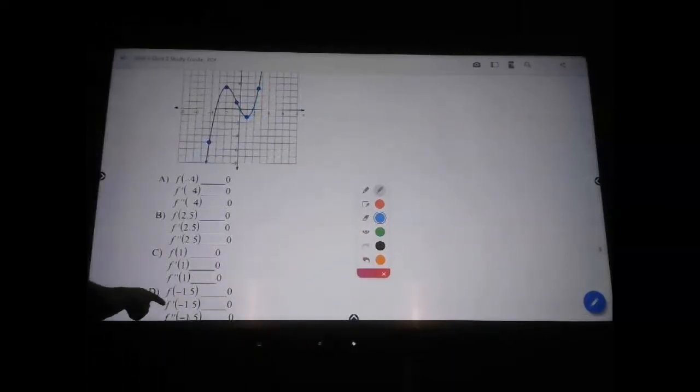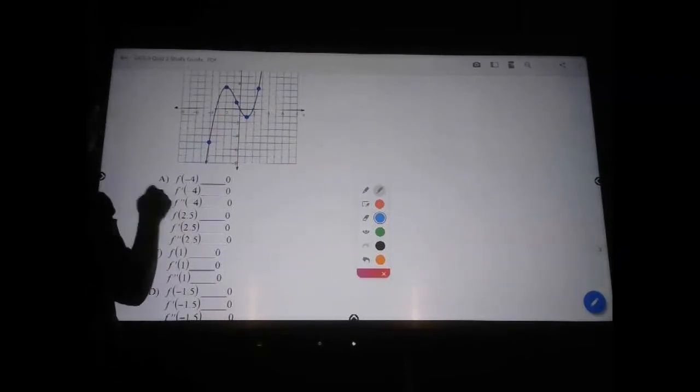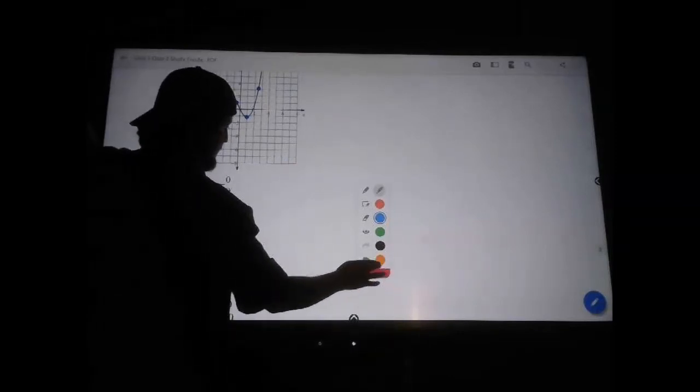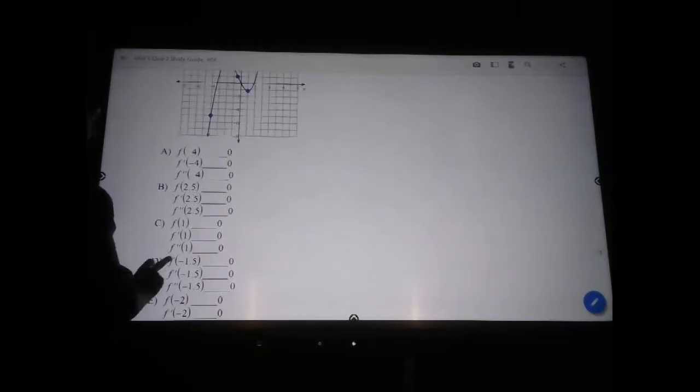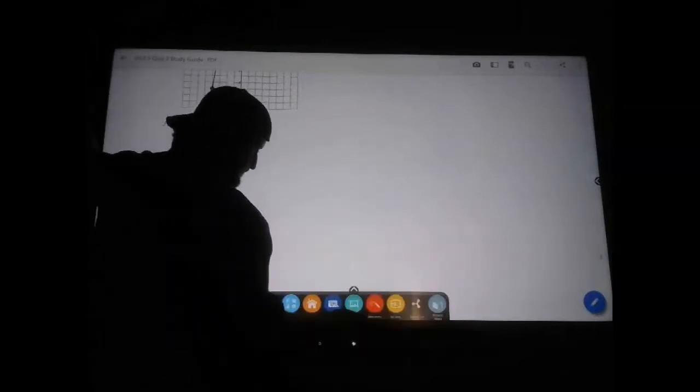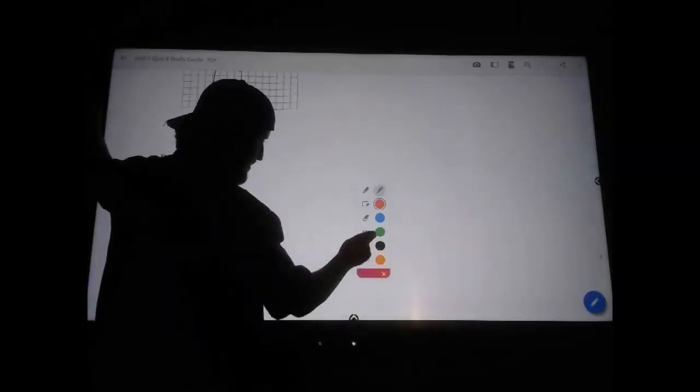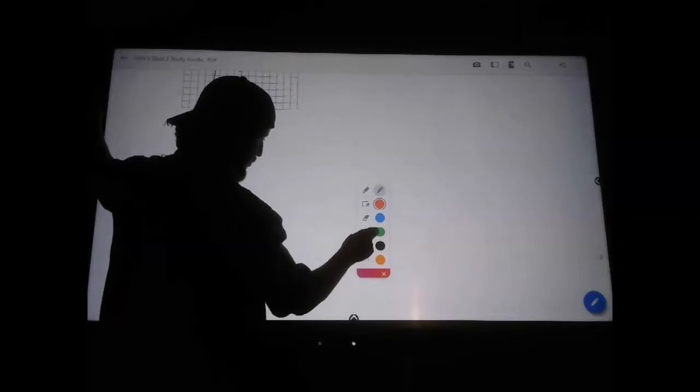Let's go ahead and take a look at the next one. Negative 1.5. I don't see negative 1.5 as being highlighted on this graph. I mean, we could do it. It might have been a typo. I think maybe I meant to put 0.5, so I'll correct the study guide before you guys look at it. So I'm going to treat this like 0.5, okay?